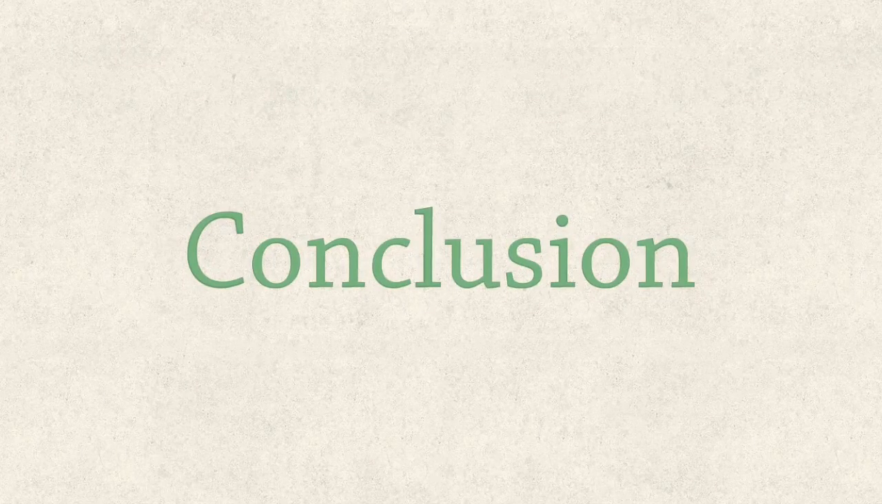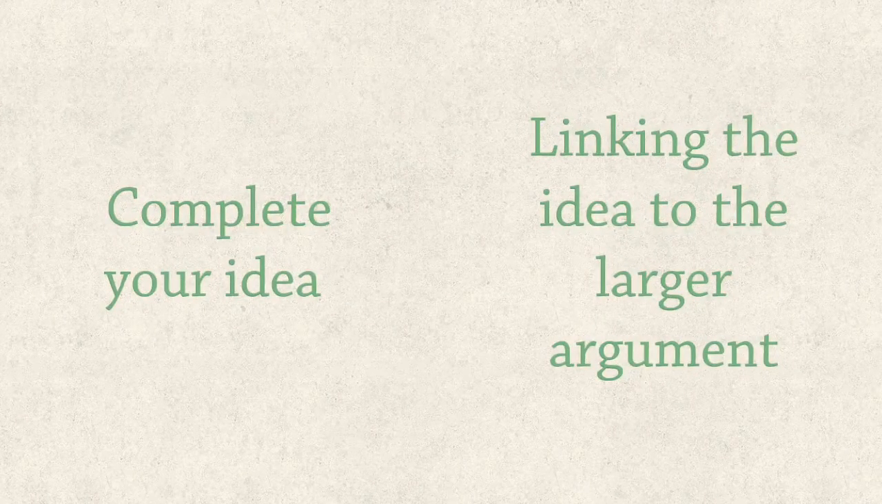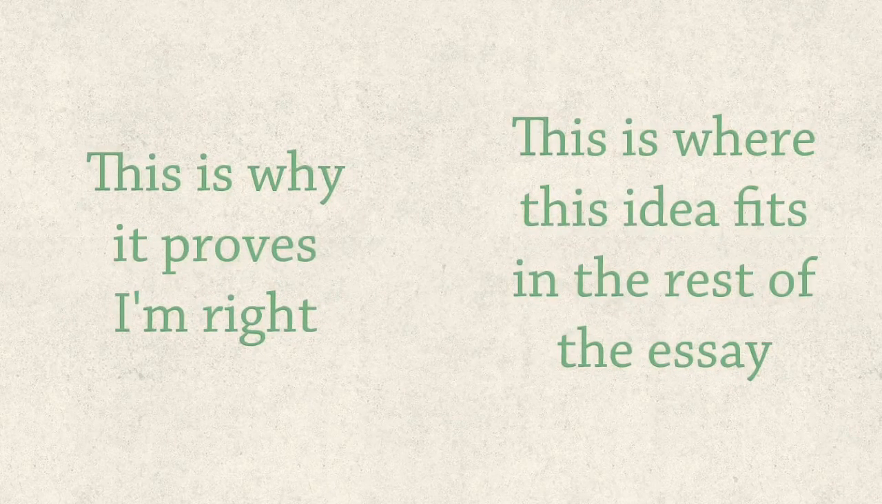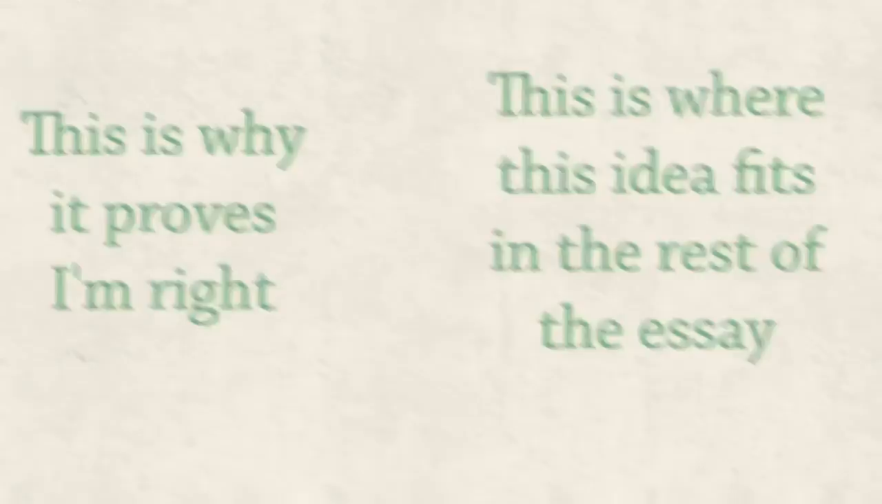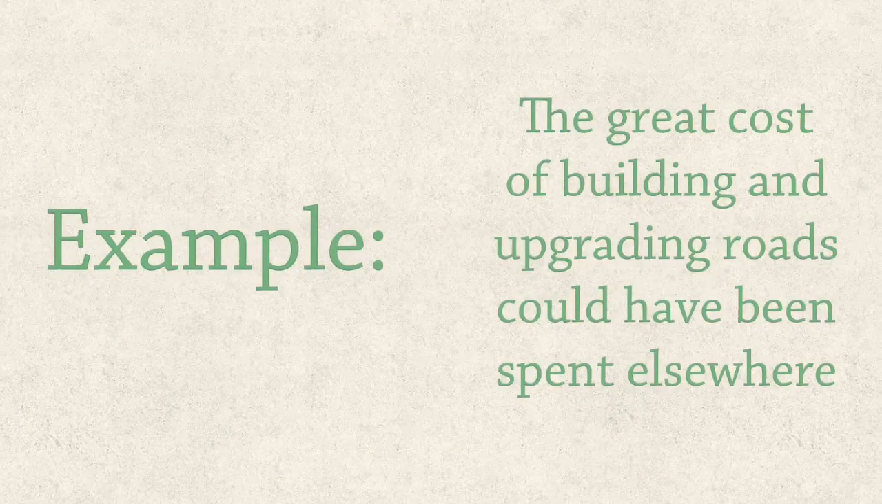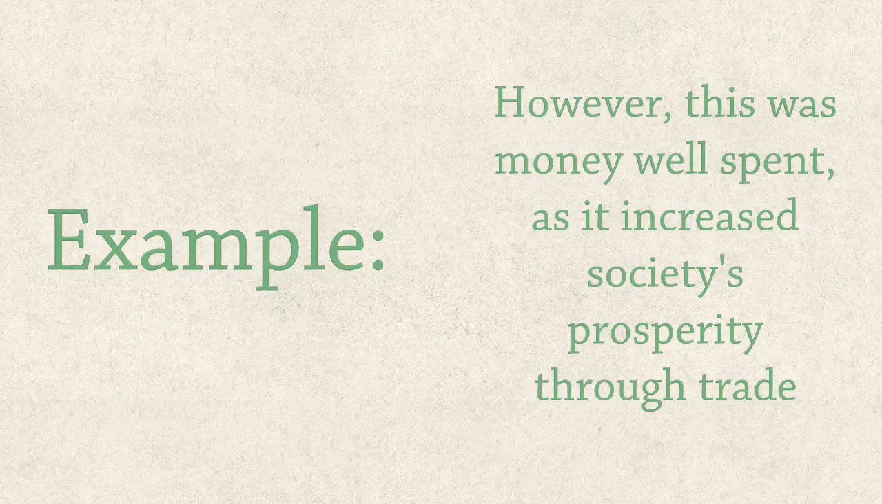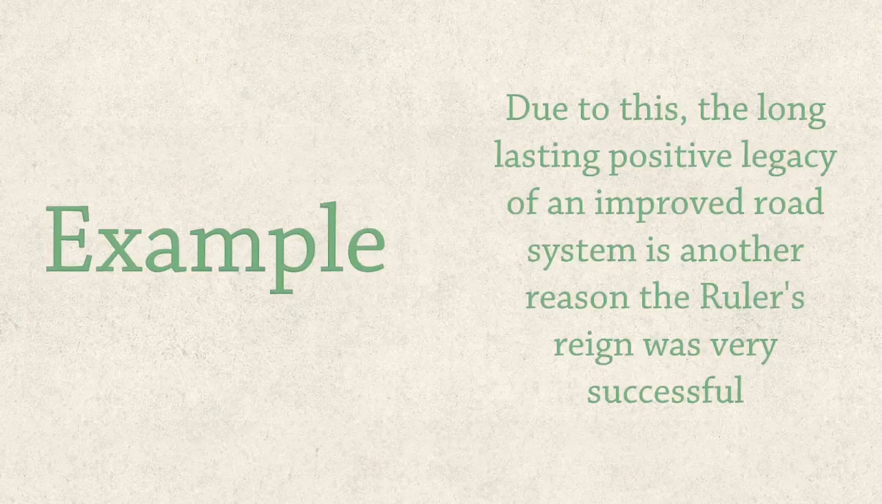Finally, we come to the conclusion of the paragraph. Here's where you want to do two things. Complete your self-contained idea and link that idea back to your larger argument. Basically, this is why it proves I'm right, and this is where the idea fits in with the rest of my essay. For our example, the conclusion might be, the great cost of building and upgrading roads could have been spent elsewhere. However, this was money well spent as it increased society's prosperity through trade. Due to this, the long-lasting positive legacy of an improved road system is another reason the ruler's reign was very successful.